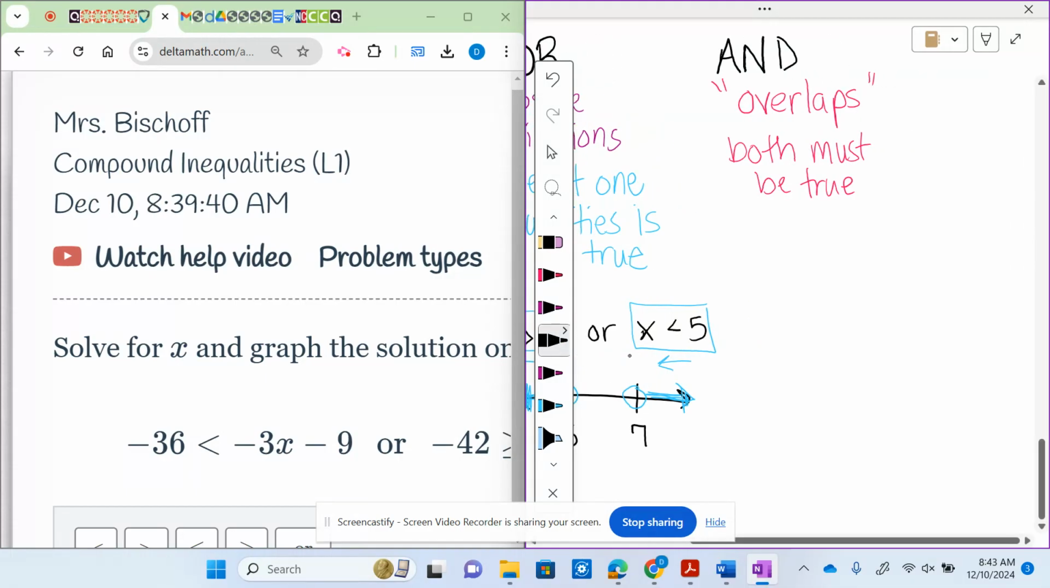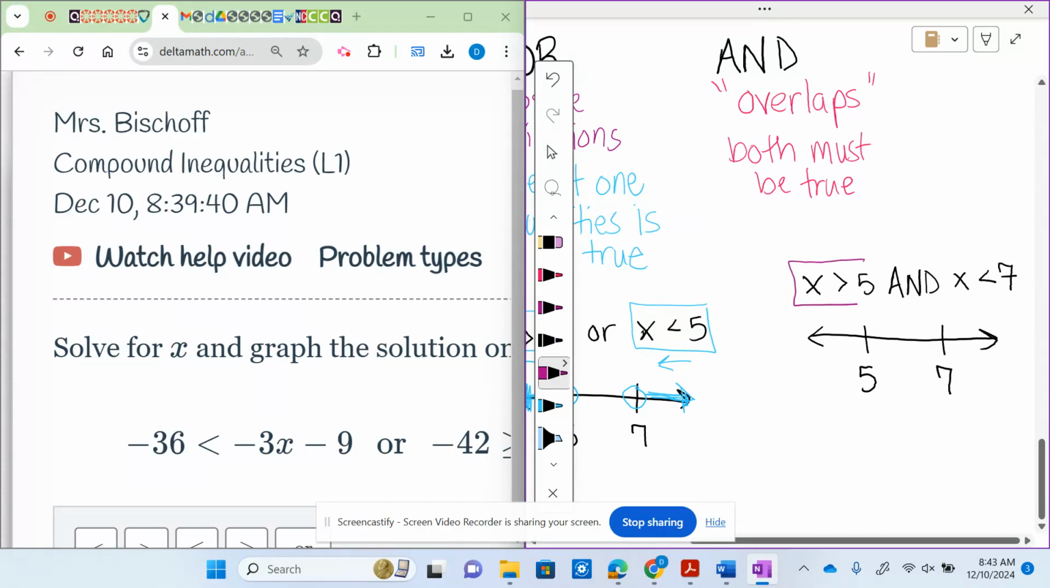Okay, what about this? What if I said under the AND side, x is greater than 5 and x is less than 7? I'm going to draw my number line. I still do the same thing, put the two numbers that we're talking about on my number line. So x is greater than 7. Is that going to be an open circle or a closed circle? Open. What direction am I shading? Shading to the right.